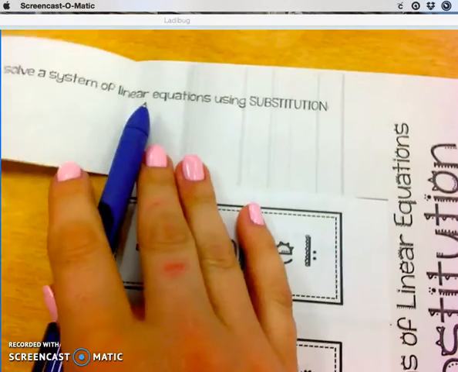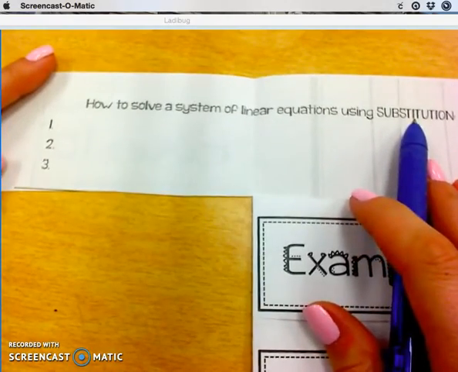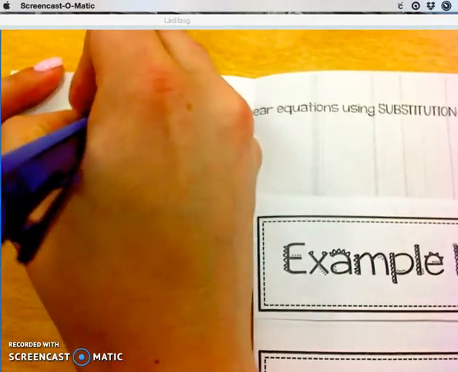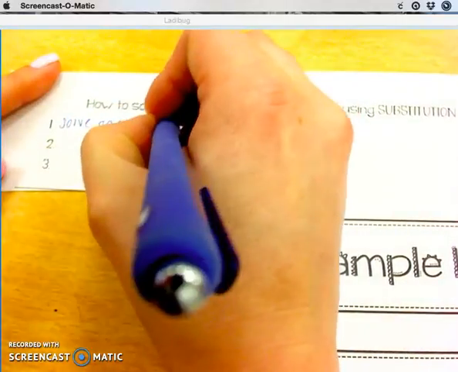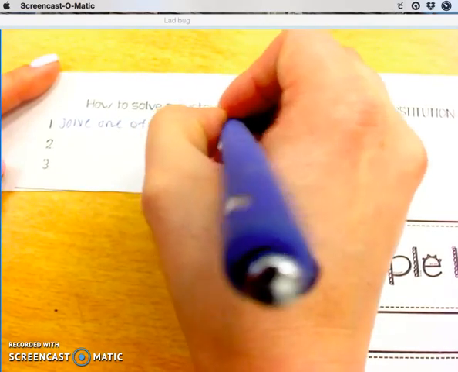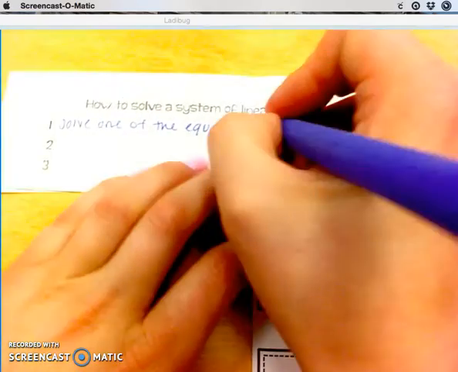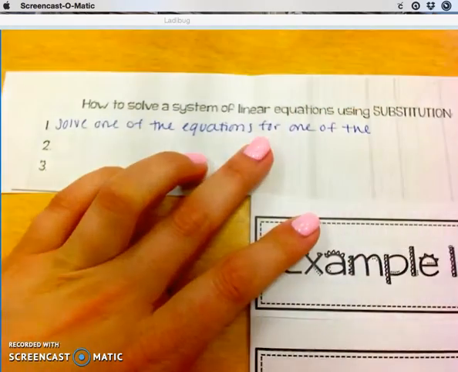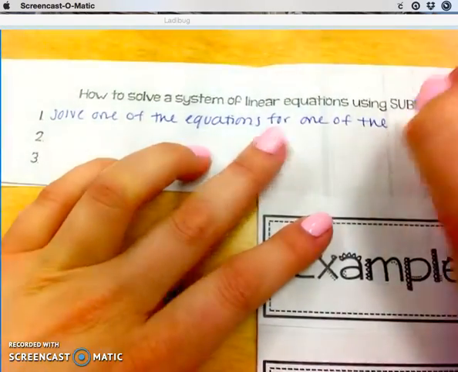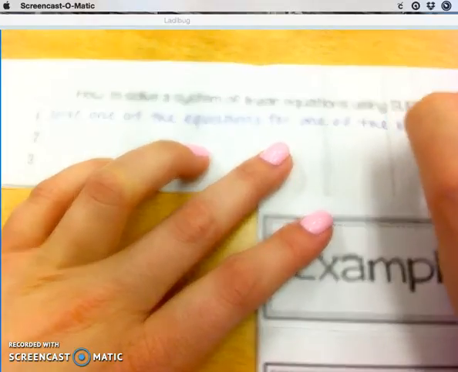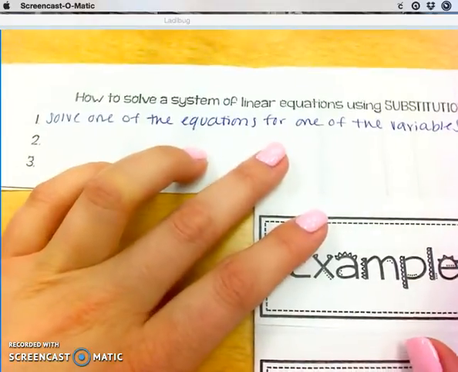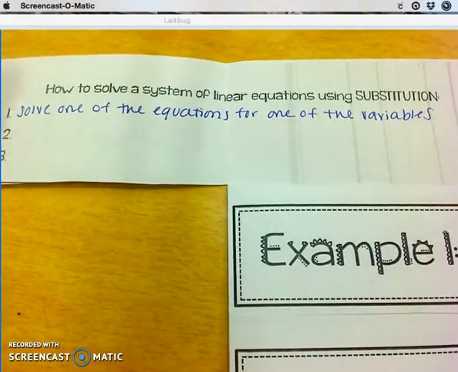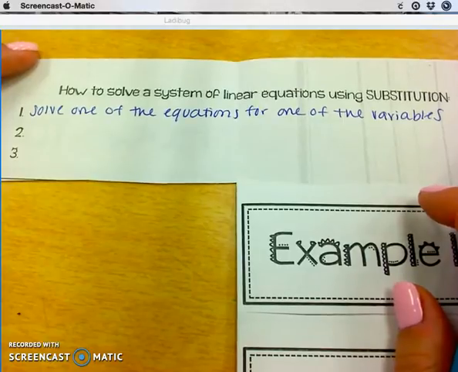To solve a system using substitution, we need to solve one of the equations for one of the variables. Solve one of the equations for one of the variables. It doesn't matter which variable, it's just whatever one's easiest to get by itself.